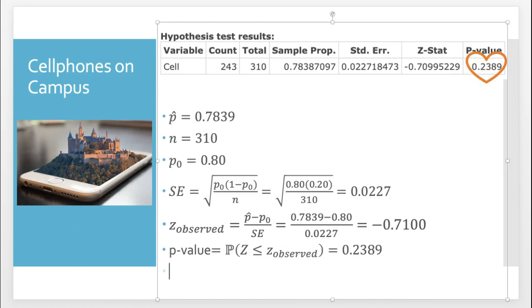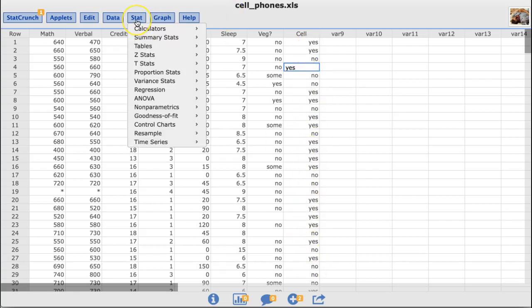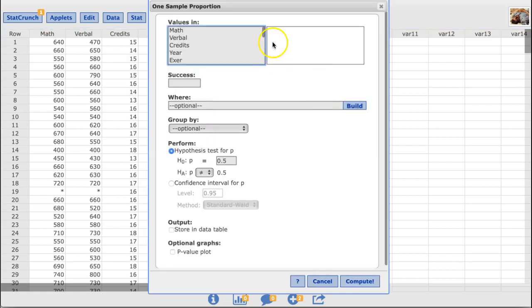Let me show you real quickly in StatCrunch how I did this test. Here I'm in the cell phones data, looking at the variable cell, and I have a bunch of yeses and nos. I want to construct a hypothesis test on the proportion of yeses in this column of data. So I go to Stat, then Proportion Stats, and One Sample, With Data.